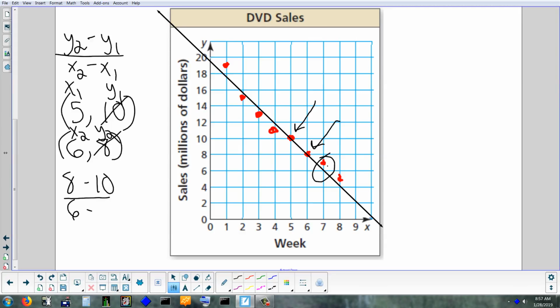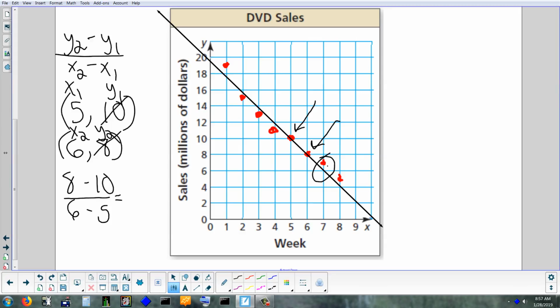6. 6 minus 5. Now, when I calculate this, based on the picture we have here, what type of number should it come out as? Negative, right? Because it's going down to the right. It's a negative correlation. That means that my slope has to be negative as well.